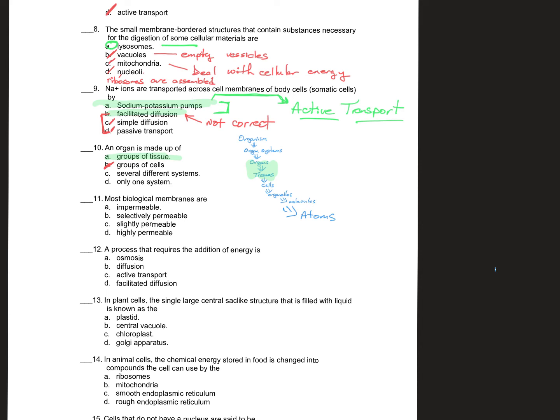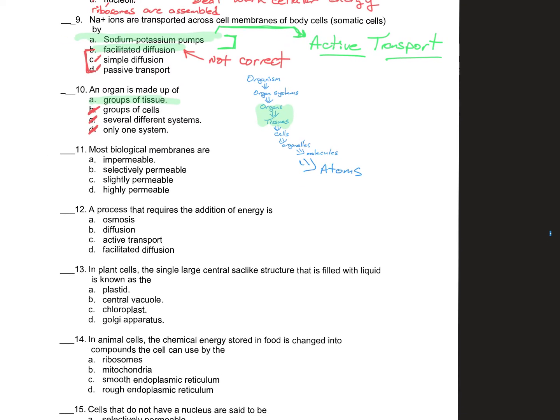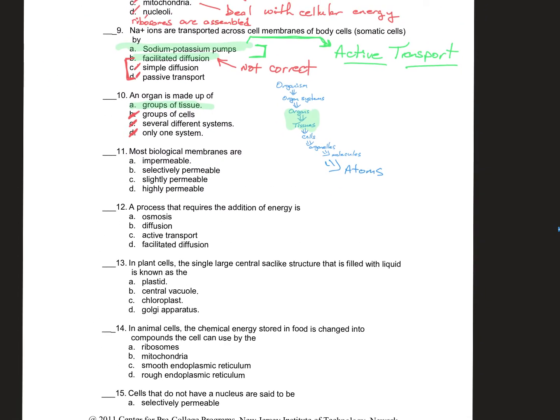A bunch of different organs make up a system. For instance, as mentioned in class, the cardiovascular system is the heart and the lungs. Your circulatory system is all your blood vessels. Your nervous system is all the nerves, your brain, your spinal cord, etc. So each system is a group of organs. Only one system is obviously incorrect. So groups of tissue. Not an easy question, but not unreasonable. I don't find it unreasonable at all.